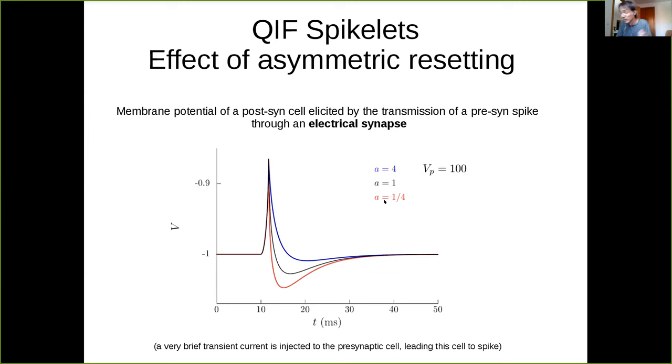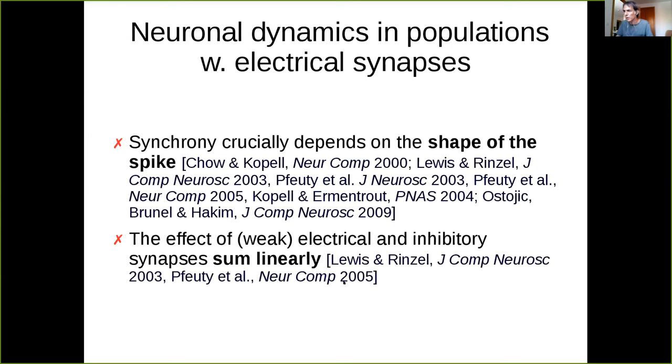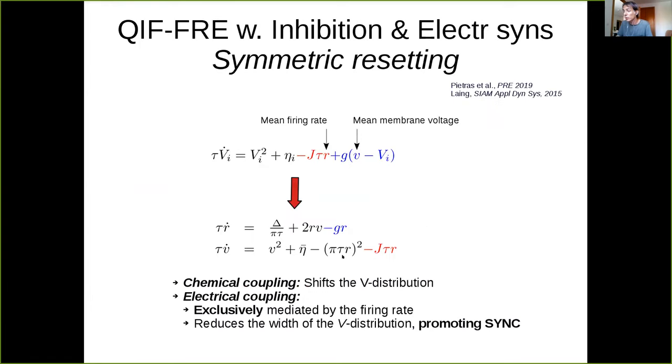And this is not surprising. This is already known, and it has been investigated in many computational studies. And these computational theoretical studies say that synchrony is crucially affected by the shape of the spikes. And moreover, that the effect of electrical and inhibitory synapses may sum linearly. And we don't see that in that model, right? So we see that electrical and chemical synapses are acting in different places in the equation.